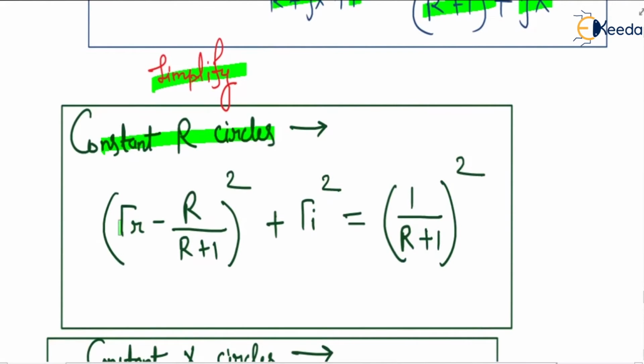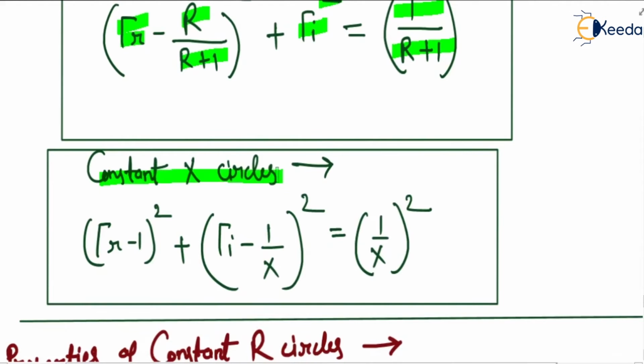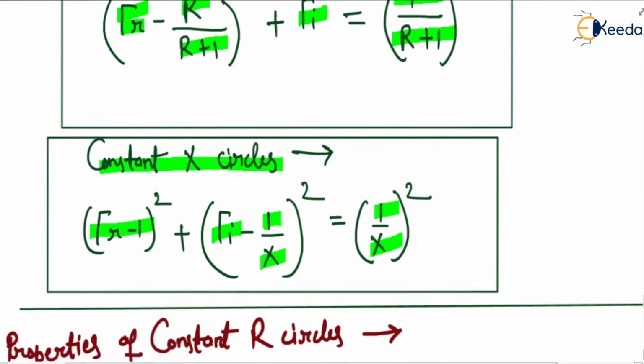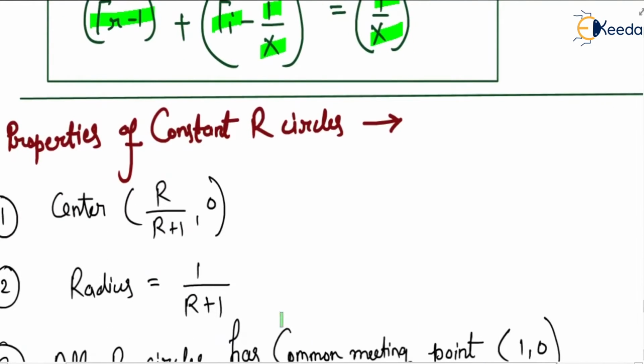When we simplify, we get the constant R circle equations: (gamma R minus R upon R plus 1) whole square plus gamma I square is equal to (1 upon R plus 1) whole square. Similarly, we get the constant X circle equations: (gamma R minus 1) whole square plus (gamma I minus 1 by X) whole square is equal to (1 by X) whole square.